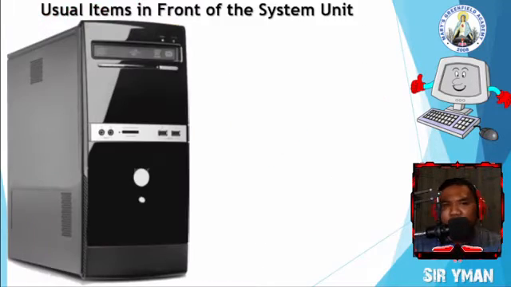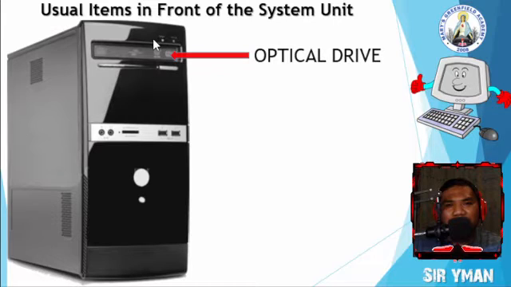Okay, moving on. Usual items in front of the system unit or the parts of the system unit in front, ano? Sa harapan. So what do you call this one? Sige. Anyone who would like to recite? Just unmute and then tell me what is this? Okay, what is this part? Optical drive po. All right, that's optical drive.